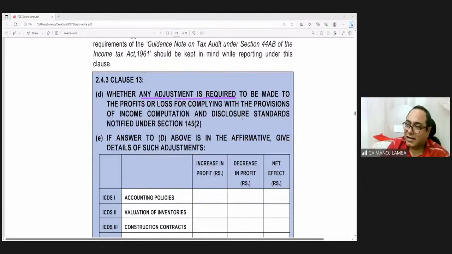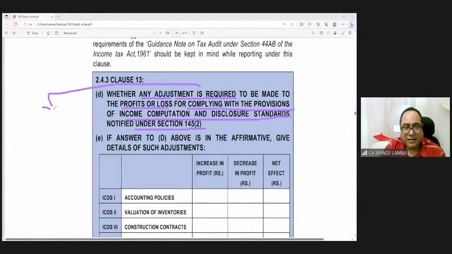What question is the tax authority asking from you? Whether any adjustment is required. Where? To be made to the profit and loss. For what purpose? For complying with the provisions of ICDS. Which ICDS? Which are notified under section 145, subsection 2. Meaning thereby, this adjustment is required. This is question number 1.